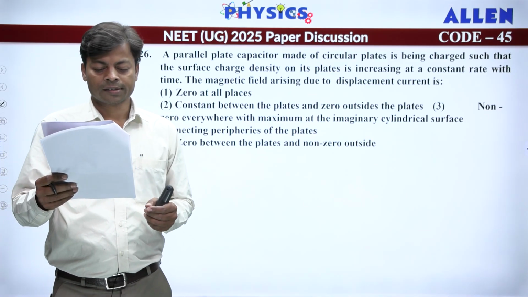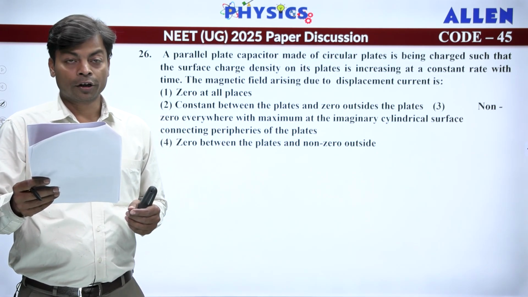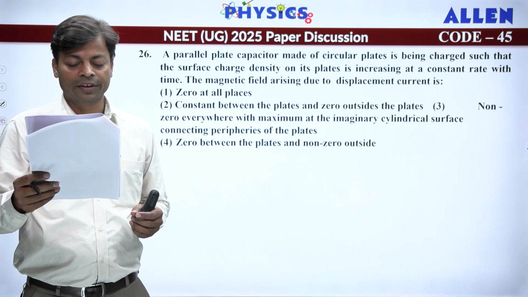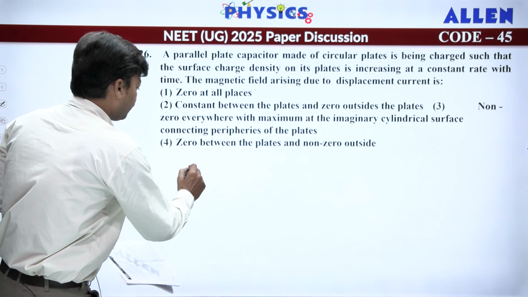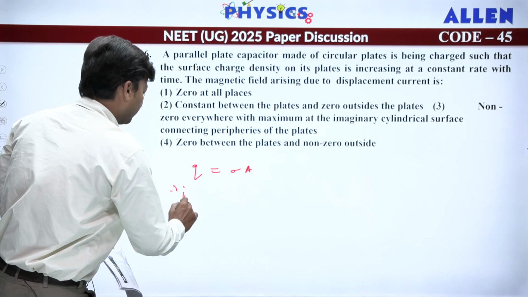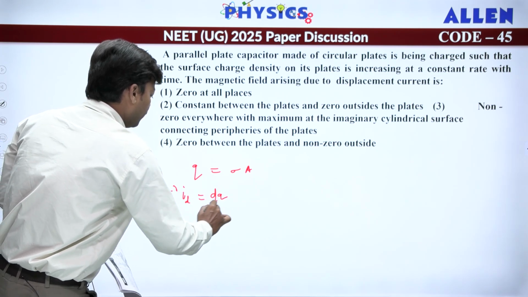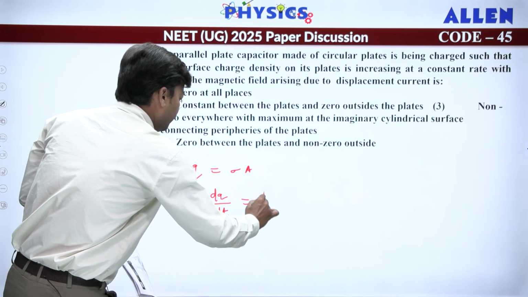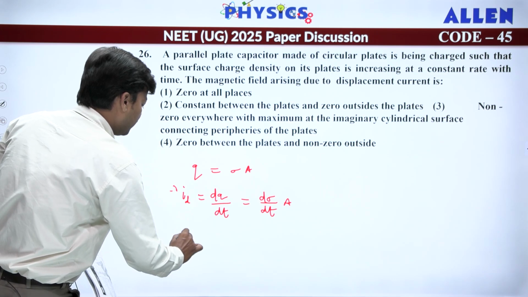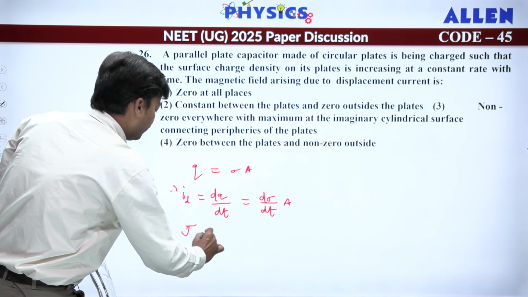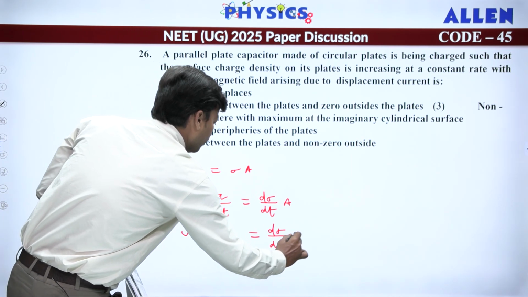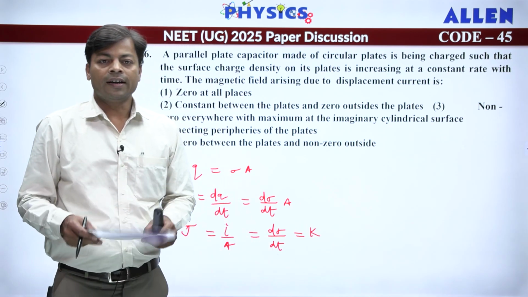We will solve question number 26. It says a parallel plate capacitor made of circular plates is being charged such that the surface charge density on its plates is increasing at a constant rate. So here we can write Q is equal to sigma into area. Therefore the displacement current will be dQ by dt, and it is going to be d sigma by dt into A. So if I want to find the current density, it is going to be I divided by A, and it will be d sigma by dt, which is some constant as per the question. So the current density is constant.